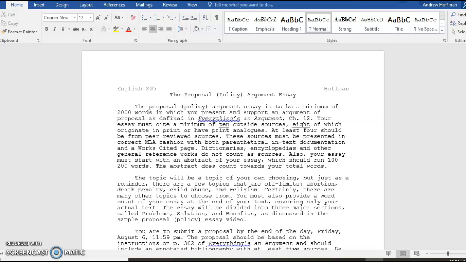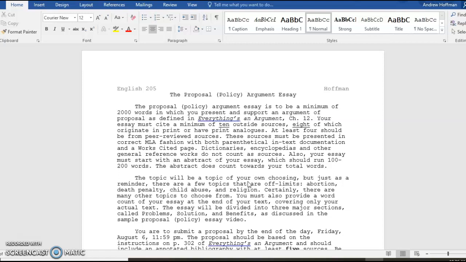Now, the essay will be divided into 3 major sections. There's a problem section, the solution section, and the benefits section, as discussed in this video. Okay, so it's really important that you look at the sample proposal policy essay video. Okay, you'll see how the essay is broken down. You're going to have an introduction, you're going to have a concession, you're going to have a problem section.